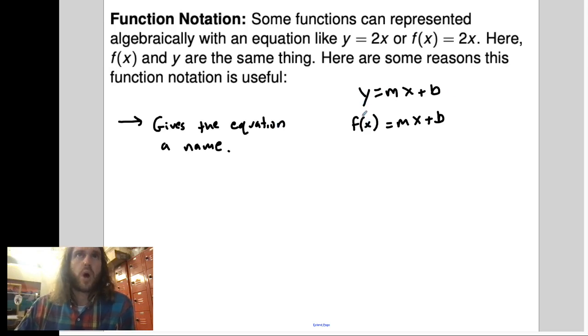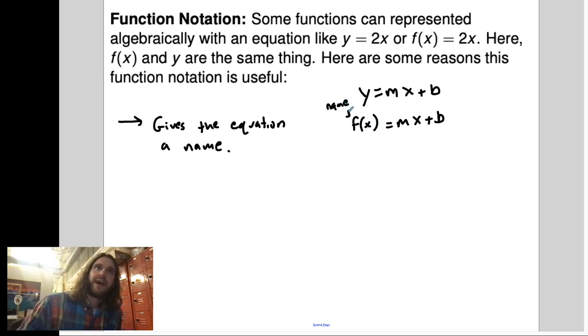Really, f of x and y can be used interchangeably. This doesn't mean multiplication, it's the name. It's saying we have this function named f, right? Its name is f, and f takes inputs that are x values, and it spits out some number, right? And it turns out that they're in a line because it says mx plus b. But it gives a name to the equation so we can make comparisons between other functions.